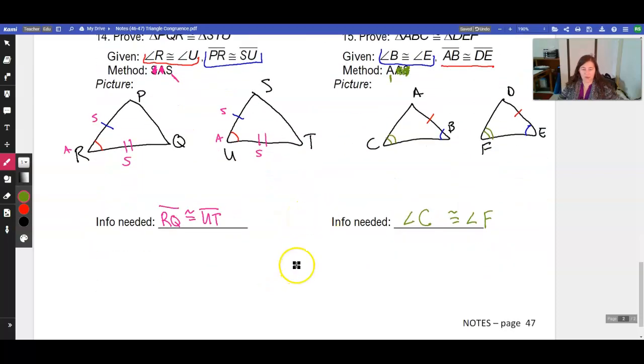Sometimes they also give you problems where they give you 4 pieces of information and say, what don't you need? Okay, so sometimes they're asking for more information, and sometimes they give you too much and ask you to cross out the one that doesn't work. Okay. All right, so just keep practicing this.